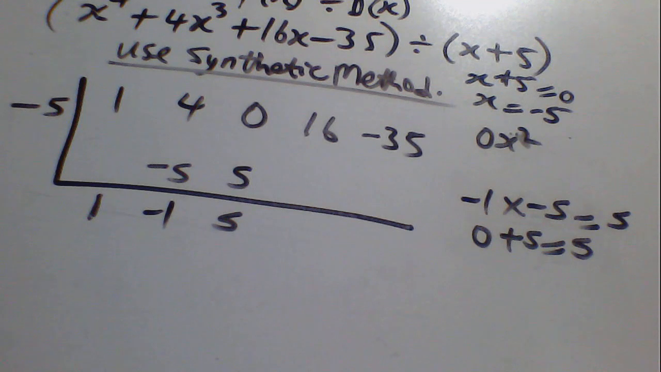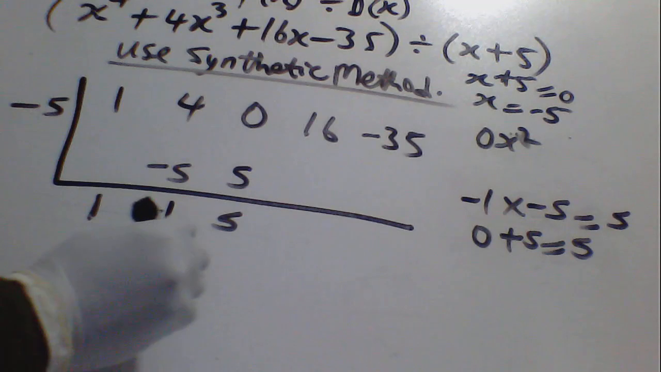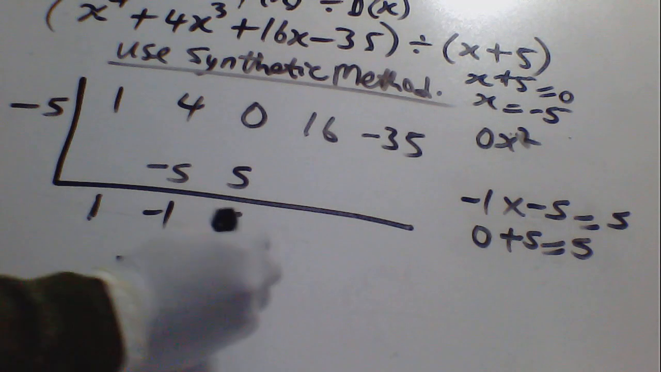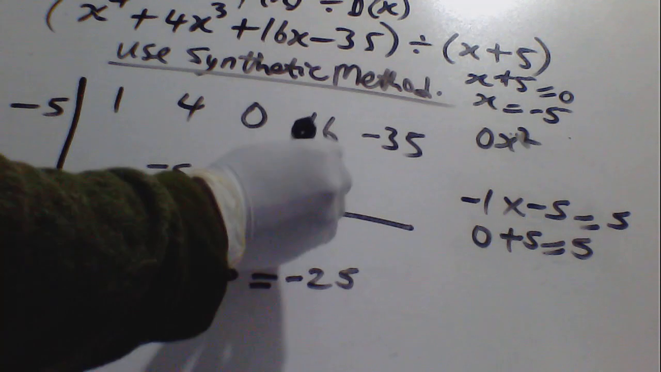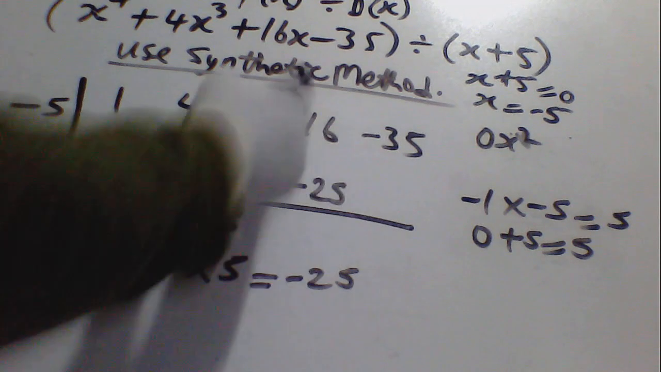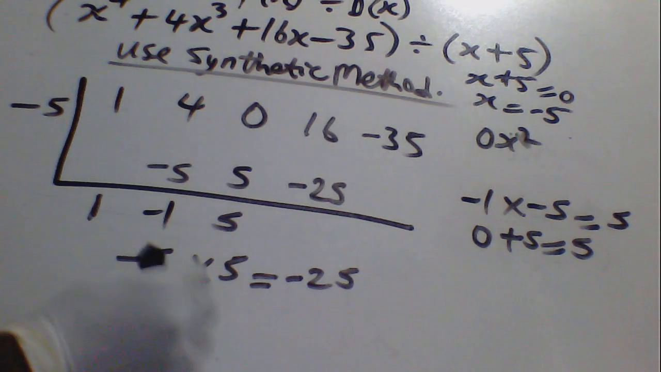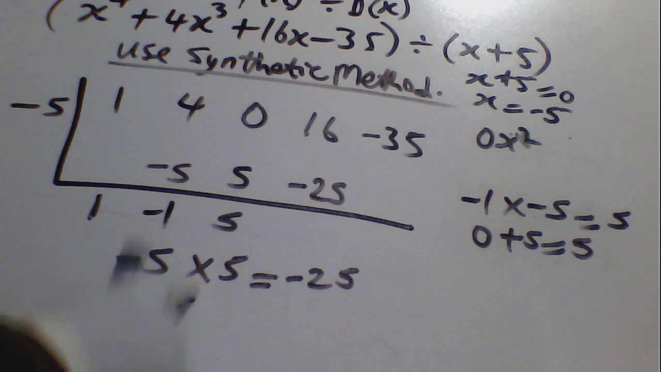You have to repeat the process again. To repeat the process, in this case, you multiply minus 5 times 5, and that gives us minus 25. So you write here minus 25 and sum up the result: 16 plus minus 25.